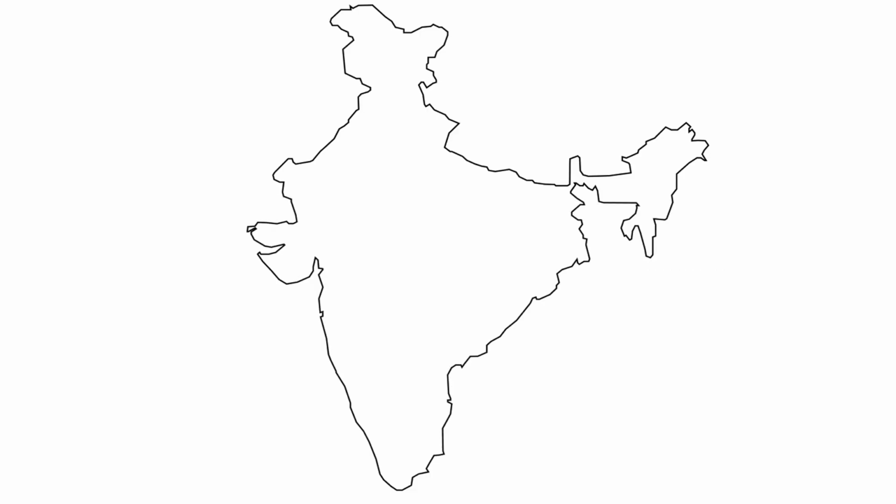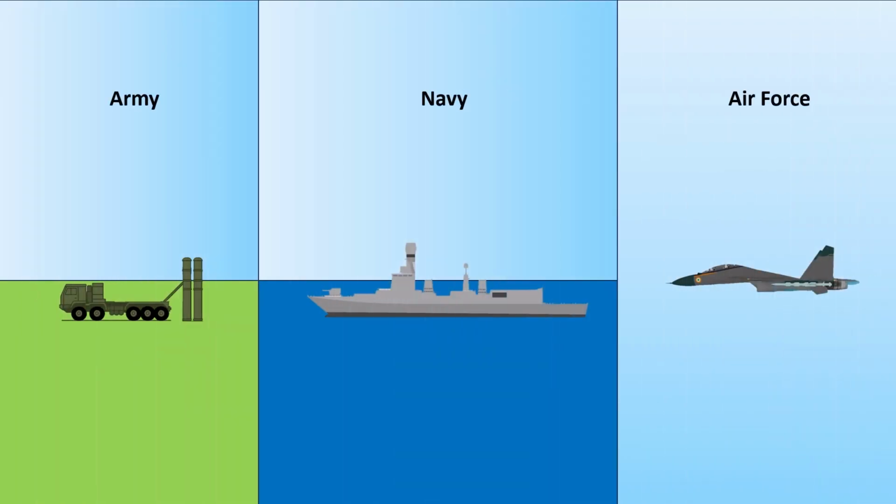The name BrahMos is a portmanteau formed from the names of two rivers, first of which is the Brahmaputra River, and the other is Russia's Moskva River. All three branches of the Indian Armed Forces have one or the other variant of the BrahMos missile.